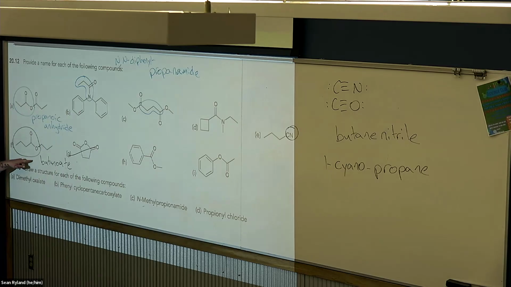And then as a separate word, we've got 3 carbons: propyl butanoate. Space or dash? Space.